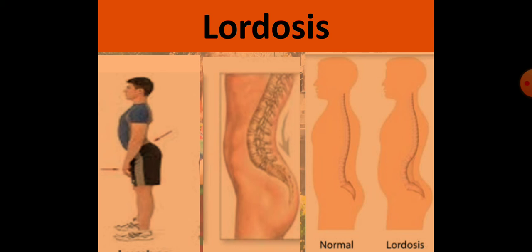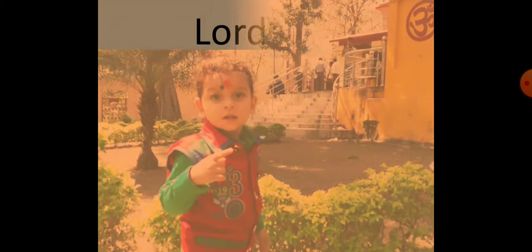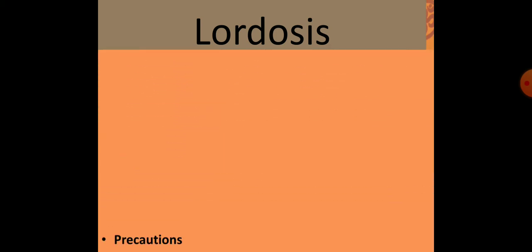So this is another deformity, that is lordosis. Now we can understand lordosis, in which the spine, from the lumbar region, is tilting forward, it is moving forward. That is known as lordosis. Next we will come to the precautions.